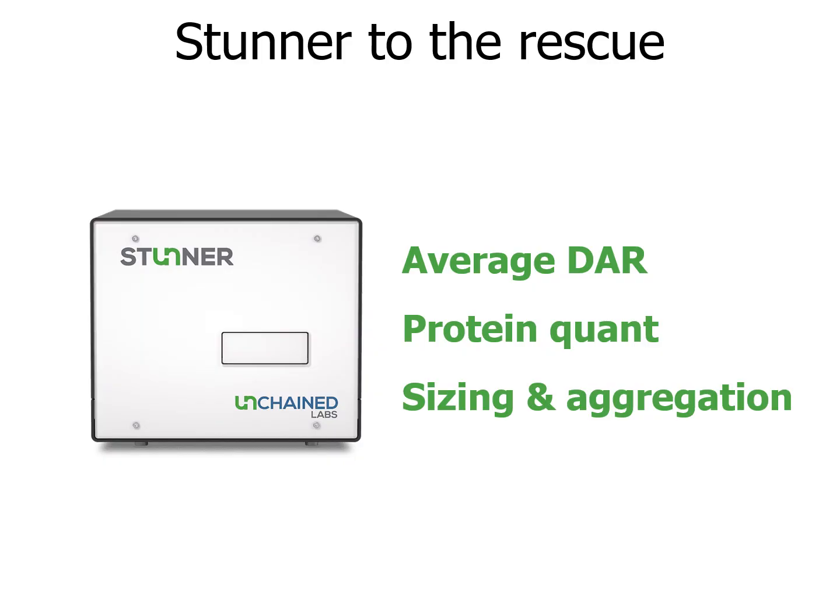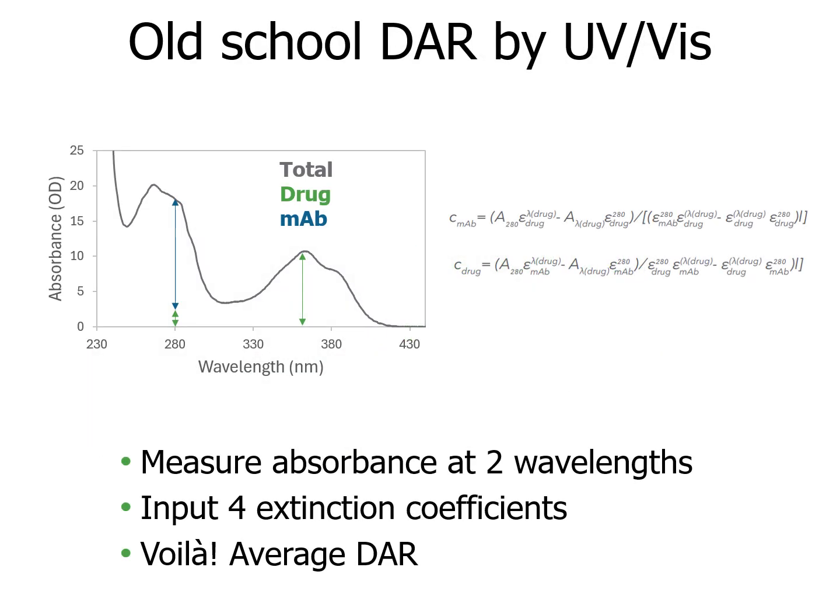Again, Stunner comes to the rescue. Stunner has two different applications available to characterize ADCs for antibody concentration, drug concentration, and DAR by UV-Vis.